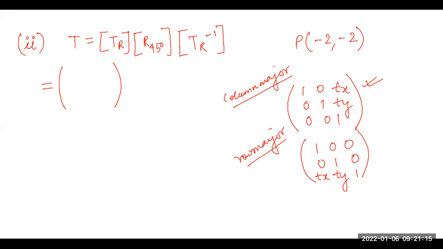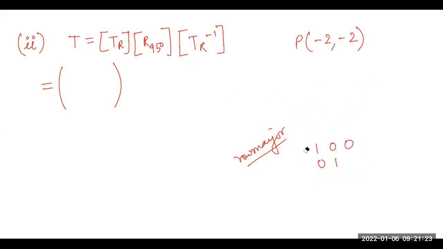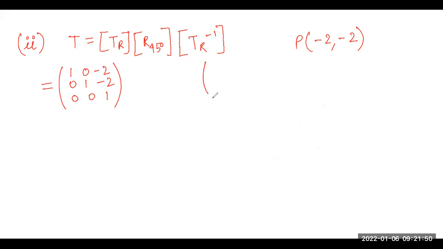Right. So I'm just deleting this. So how will my translation matrix look? One zero -2, one zero -2, zero zero one. Right? So this is how my translation matrix will look. And what will my inverse translation matrix look like?